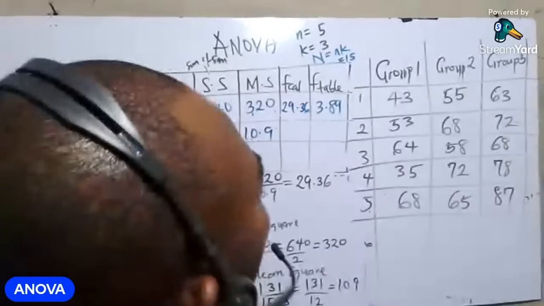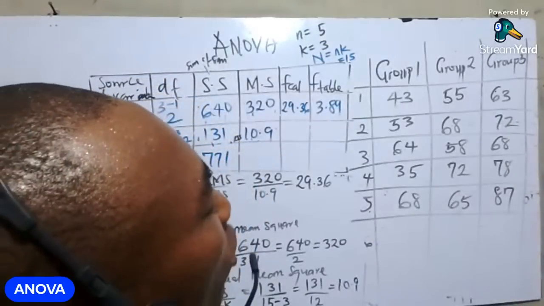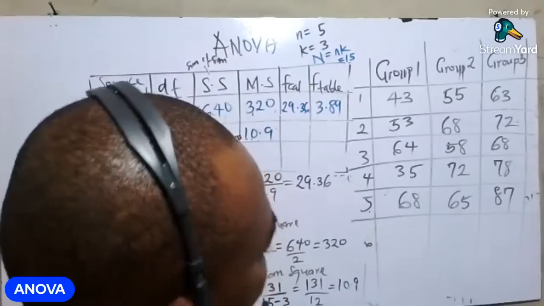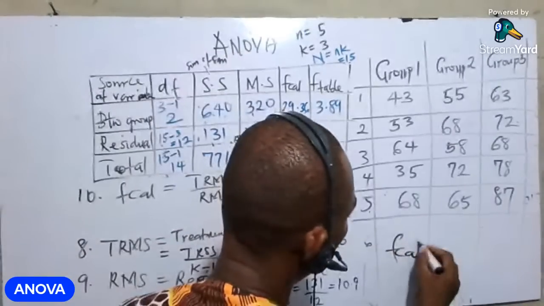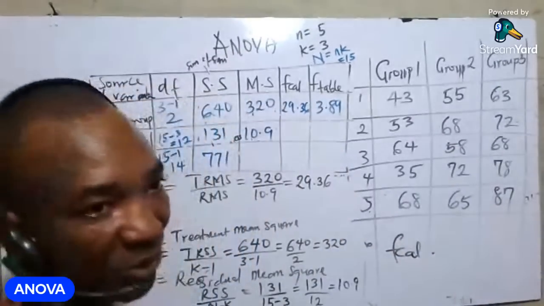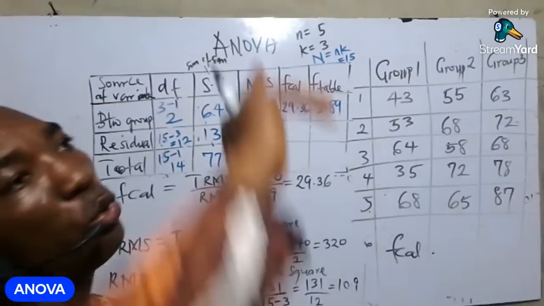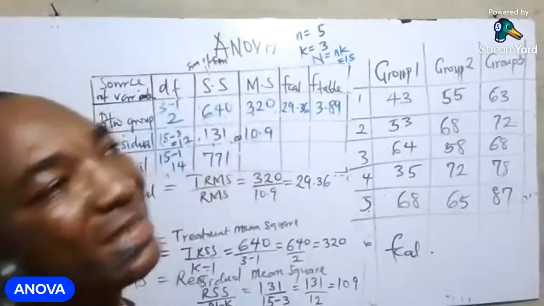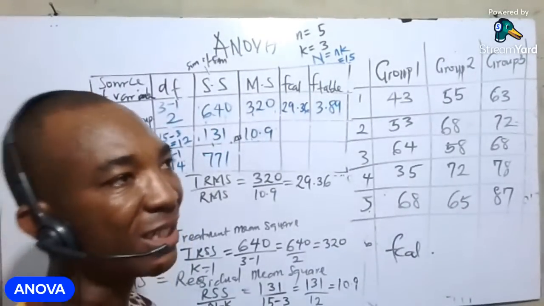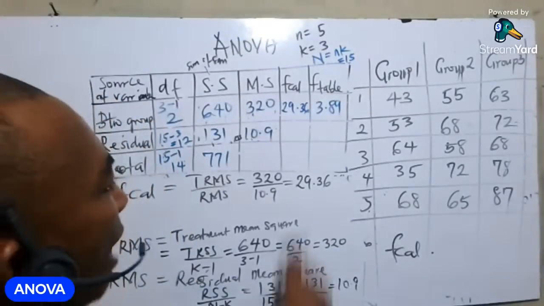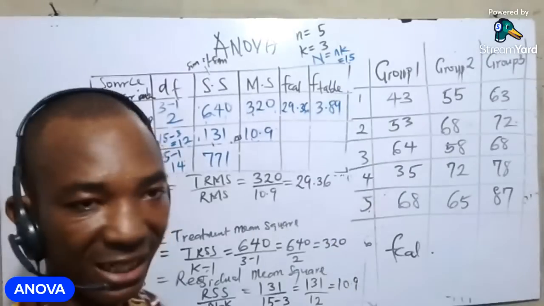So what you do for me is that you will look for the F calculated. What is the F calculated? And of course, if you want to get your F calculated, you need to go through the 10 steps of getting your F calculated here. That is the F ratio.